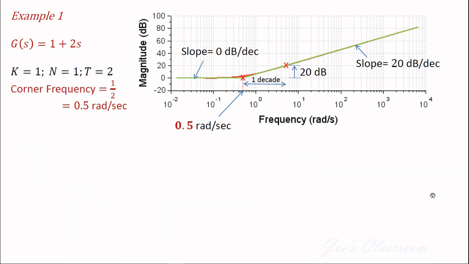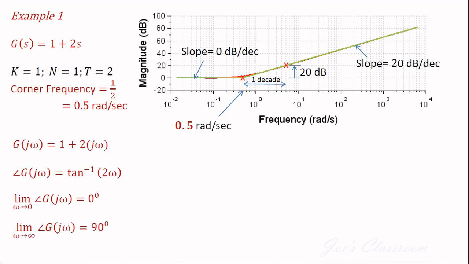Fine. And if I want to get the exact plot again, just take 3 decibels above this value at the corner frequency. Here the error is going to be positive, and you have to take plus 3 dB above it, and you can sketch the exact Bode plot if you want.